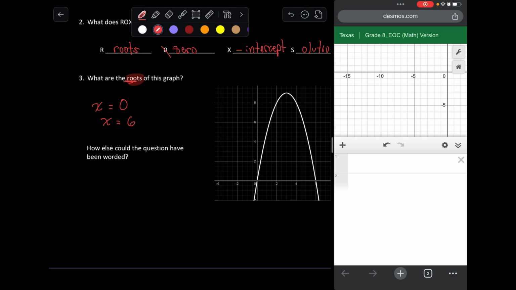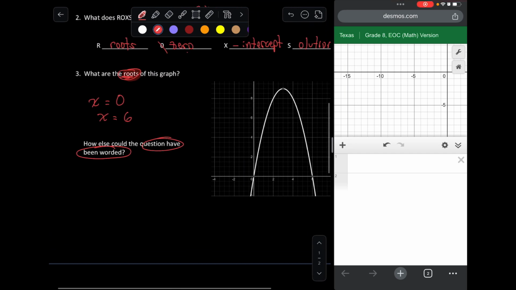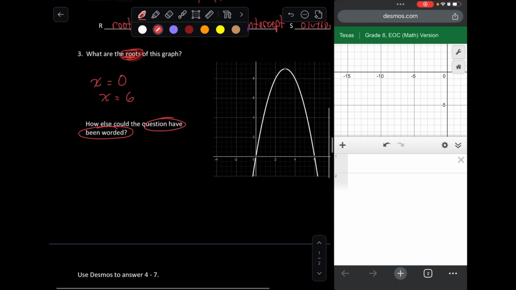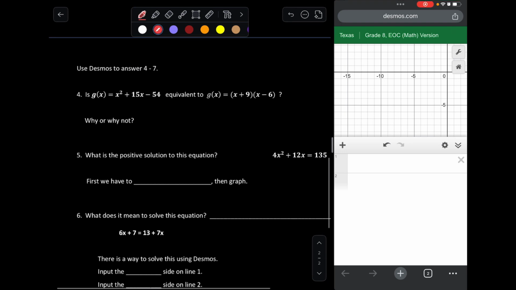How else could the question have been worded? Instead of using the word roots, what other words might they use? Solutions or zeros. So the question can be worded as, what are the zeros of the graph, or what are the solutions of the graph? Either way, they're all asking you for the same thing, which is the x-intercept. So far we've only done vocabulary. Now we're actually going to get to the Desmos part.